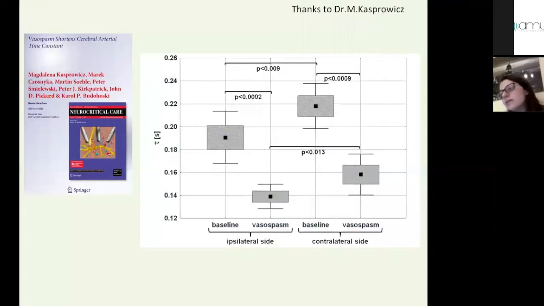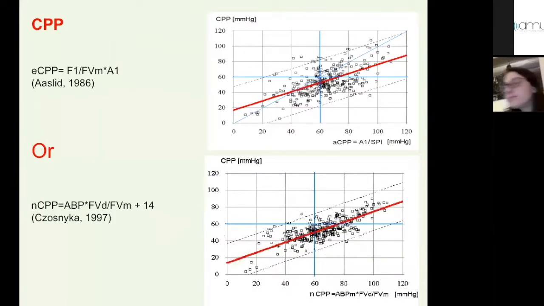The same has been demonstrated in patients with subarachnoid hemorrhage, because C-tau has been found to be shortened on the side of aneurysmal subarachnoid hemorrhage before the development of vasospasm. So it was able to tell us that the patient was going to get worse from a neurological perspective, which is a very important message. So let's move on.